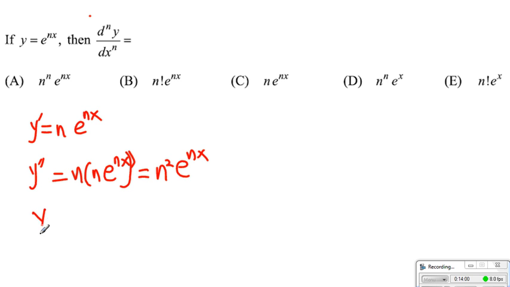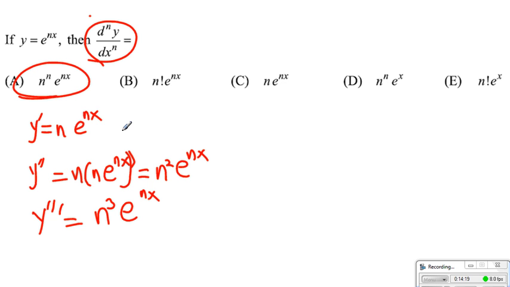For the third derivative, we're going to have another n multiplying. And you can easily see that this will be the pattern. Then we have n number of times. n will be multiplying each and every single time. So therefore, our answer will be n to the nth power, because the n keeps on being multiplied, that's basically what we end up getting.